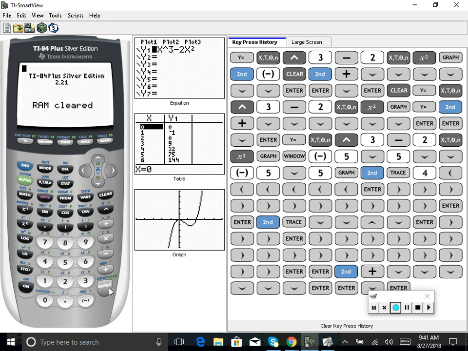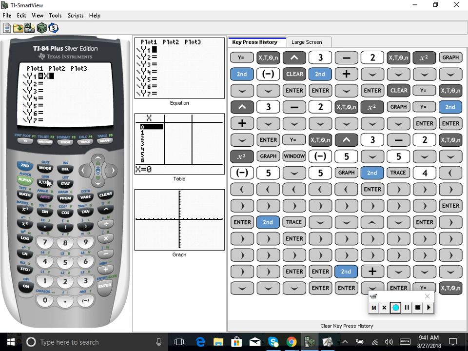Okay, y equals, everybody. We're graphing the polynomial I just gave you, which is x cubed. So right here's x, so x raised to the third power, and then it was minus 2x squared. So I could do caret 2, or I could just do squared. Now hit graph. Now look at the graph.